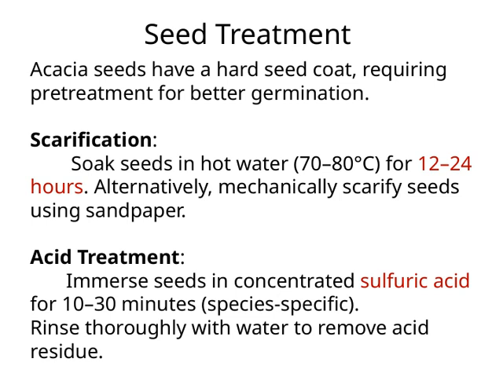Afterward, it's crucial to rinse the seeds thoroughly with water to remove any remaining acid residue, ensuring safety and promoting healthy germination. These pretreatment techniques are vital steps in optimizing germination success and are closely linked to the overall goal of establishing healthy, vigorous acacia seedlings.